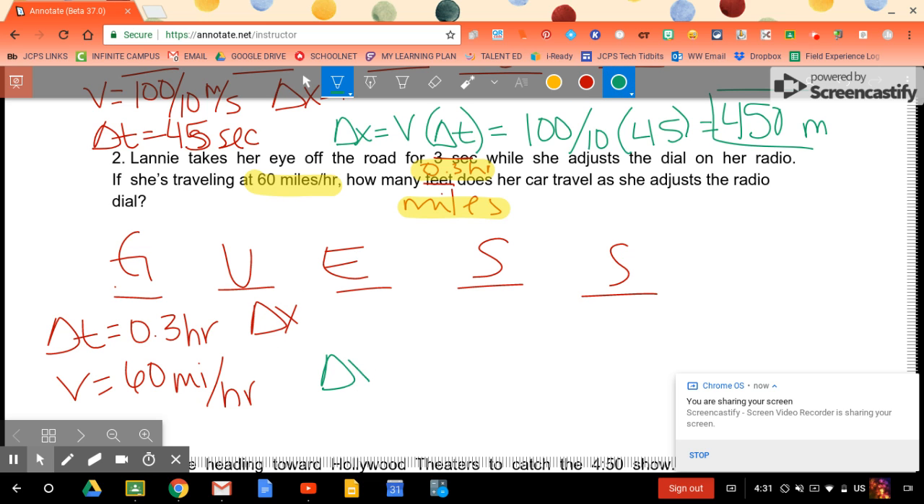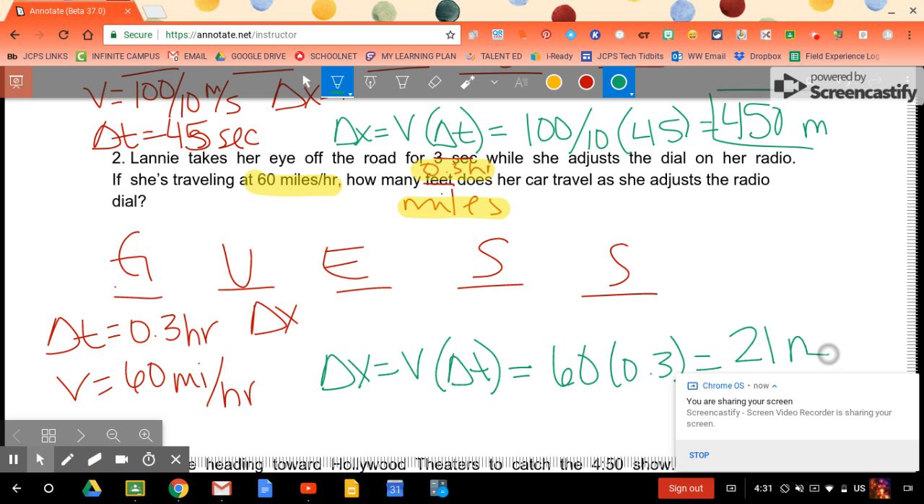So we're going to do our change in x equals our velocity times our change in time. We're going to substitute. Our velocity is 60 times 0.3. And you are going to get 18 miles as your answer. So that is how you solve for that one. So you're solving for distance on number 1 and number 2.